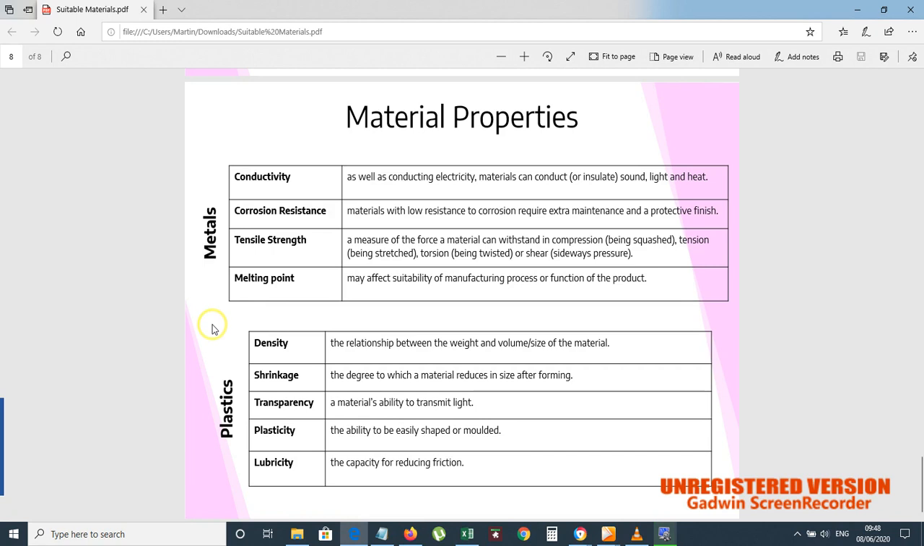Now, Miss Blair's broke this down a little bit more into individual metals and plastics. So generally, when we talk about conductivity, we talk about something conducting electricity as the main one. But I also like to think about conductivity as conducting heat, conducting light, conducting sound. These things also come into play when you're talking about your designs as well.